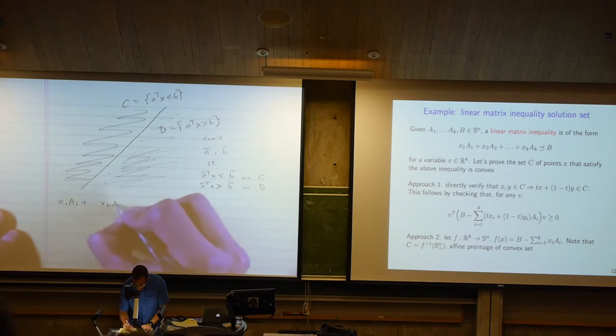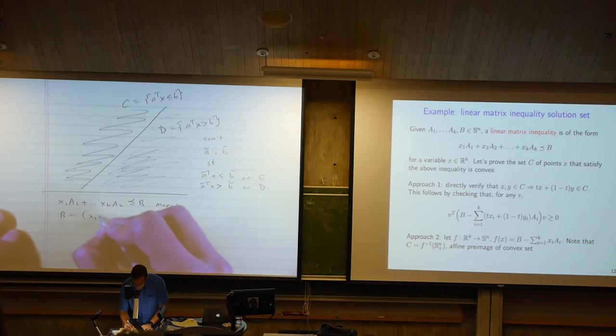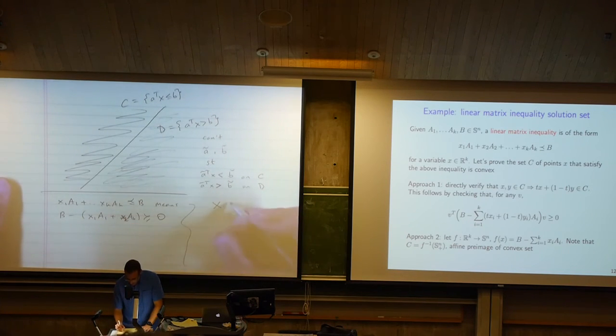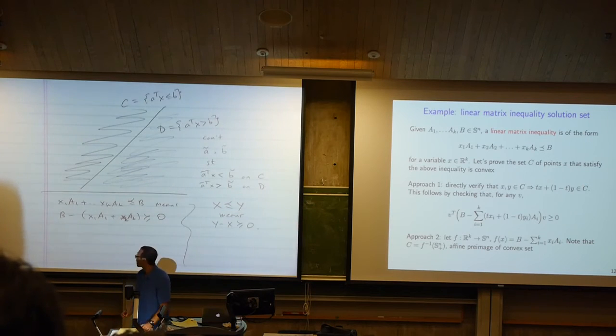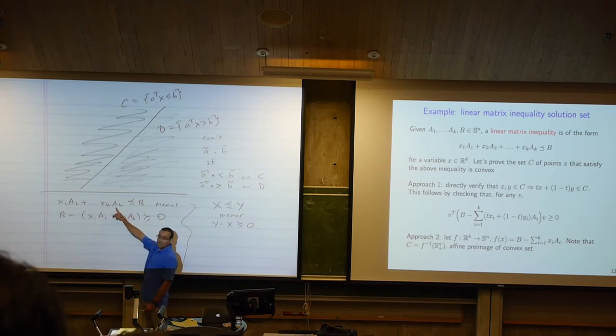So this means that B minus this thing is positive semi-definite. Okay, we can define an ordering on symmetric matrices using this notion, right? Just in general, if x and y are symmetric matrices, I can write that to mean that y minus x is positive semi-definite. Okay. This is called a linear matrix inequality.